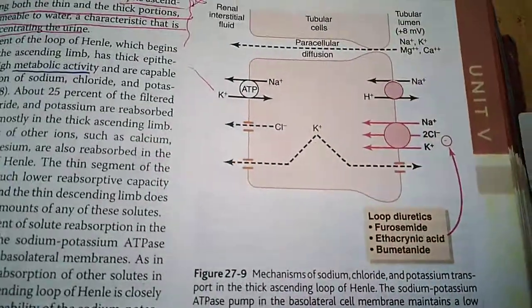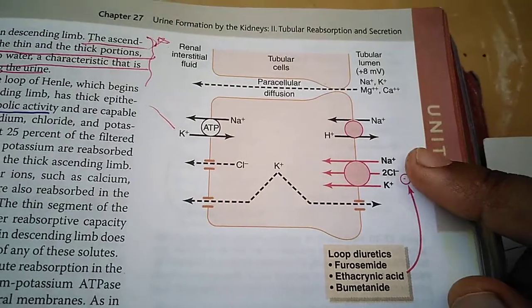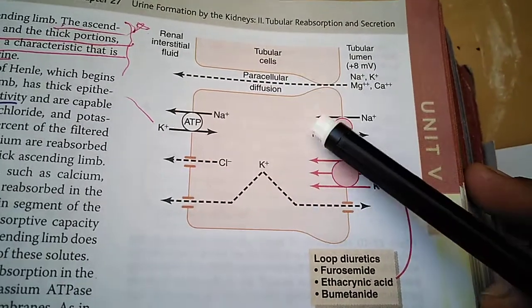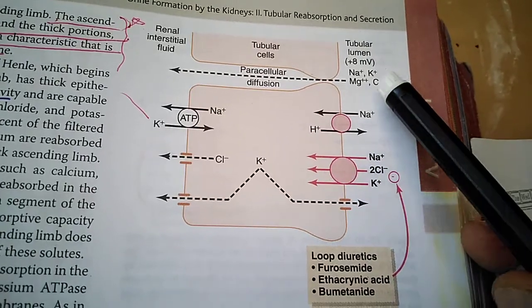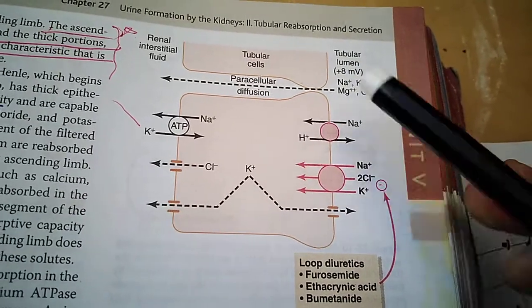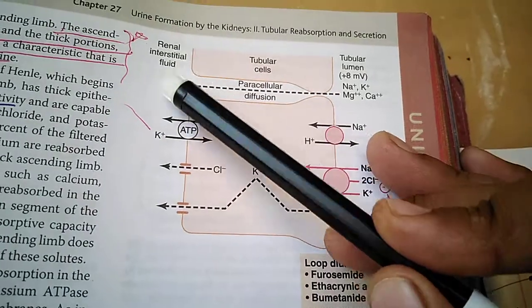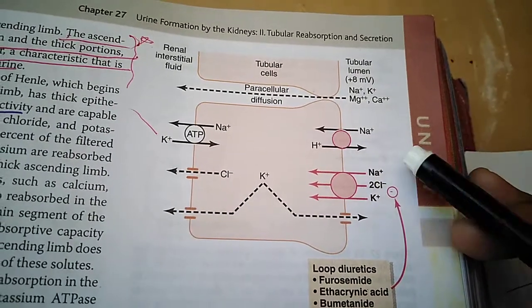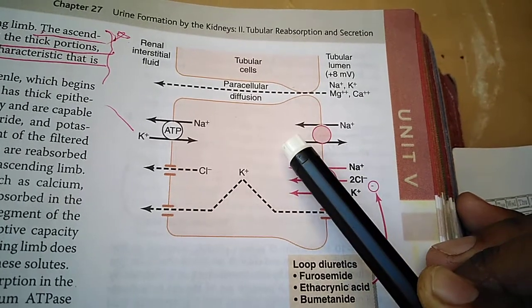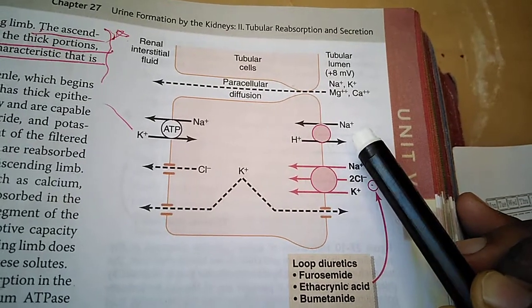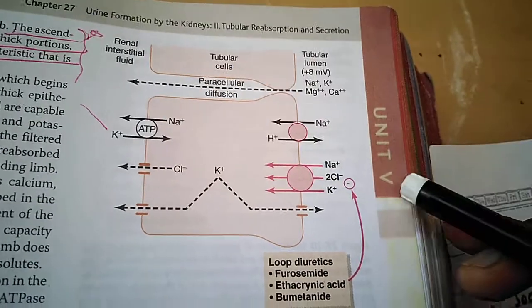Here you can see in the diagram that these are the tubular cells. This is the sodium and hydrogen exchanger. This is the tubular lumen, these are the tubular cells, and this is the renal interstitial fluid. Sodium moves from the tubular lumen into the tubular cell, and hydrogen moves in return for sodium into the tubular lumen.